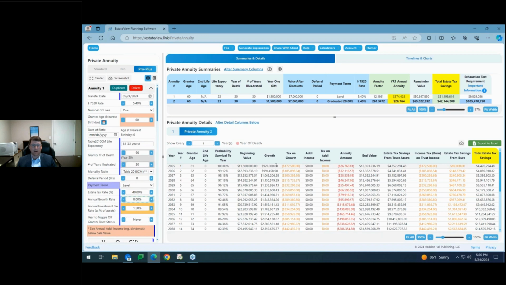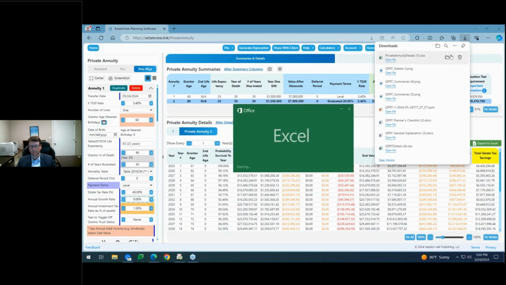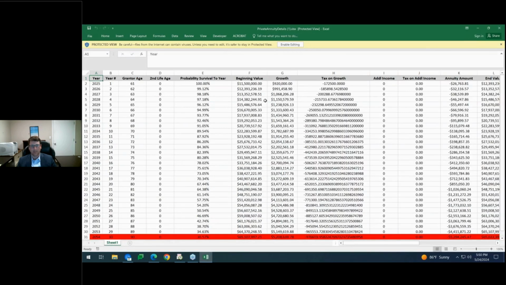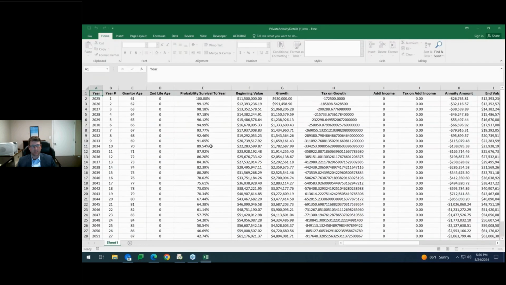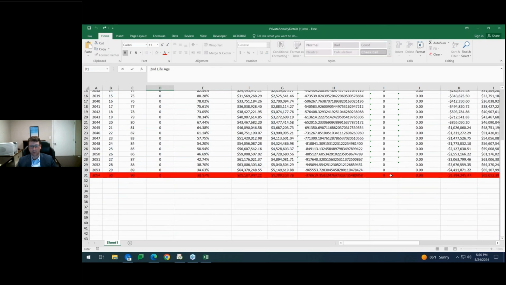And then how are we going to export this and show it to clients? A number of different ways that you can do that. One way is we can take this spreadsheet and just export it to Excel. So it'll come up here with an Excel spreadsheet that you can manipulate, change the column headings, put in your information from your firm, letterhead, etc. if you want to include that on the spreadsheet.